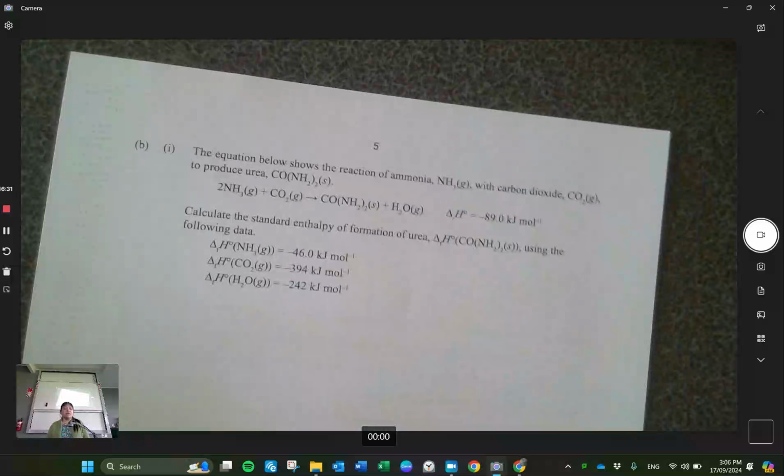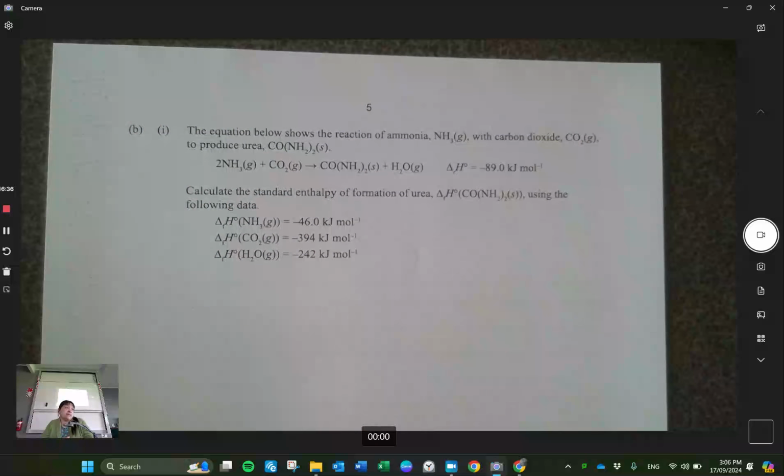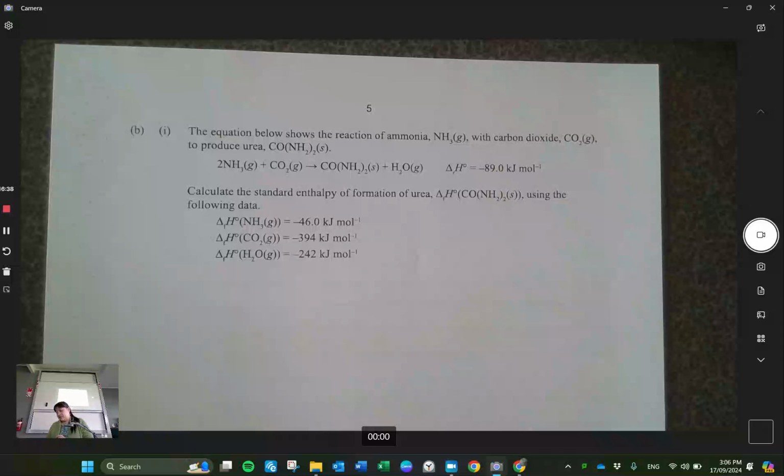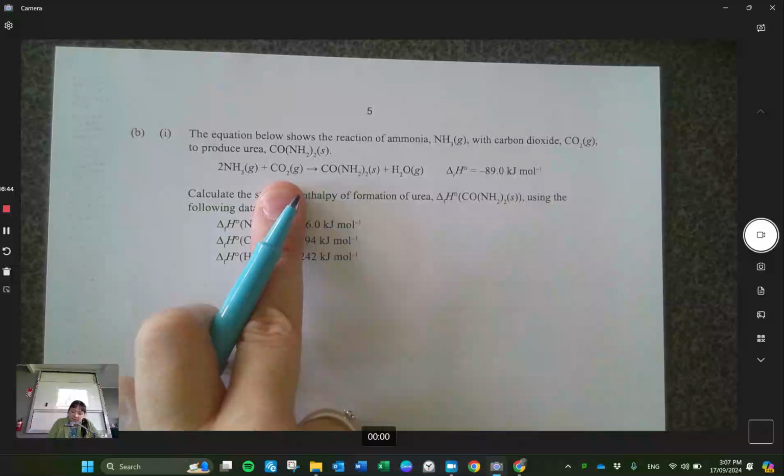Okay. Here's another version of the same question. In this case, you do have a shortcut, which is quite nice. So let me show you how the shortcut works. So we are dealing with an equation with ammonia reacting with carbon dioxide.